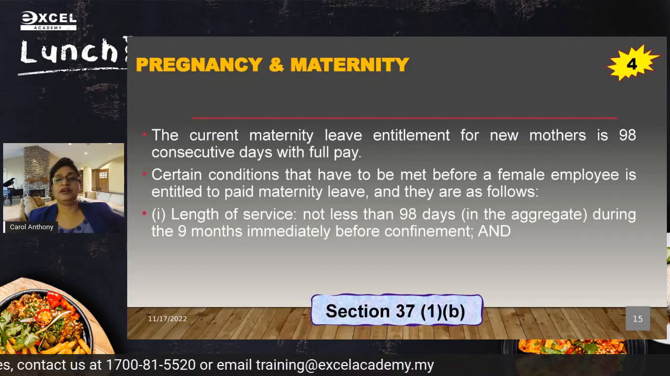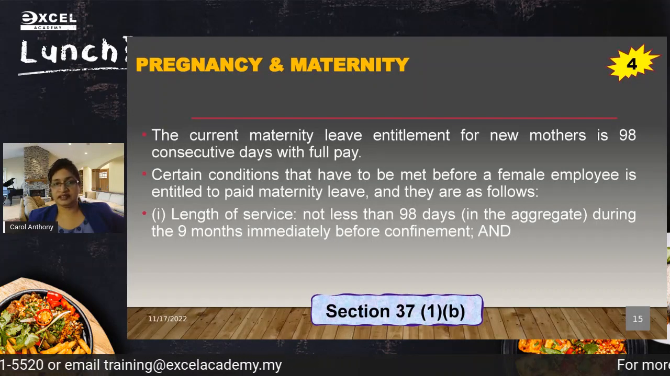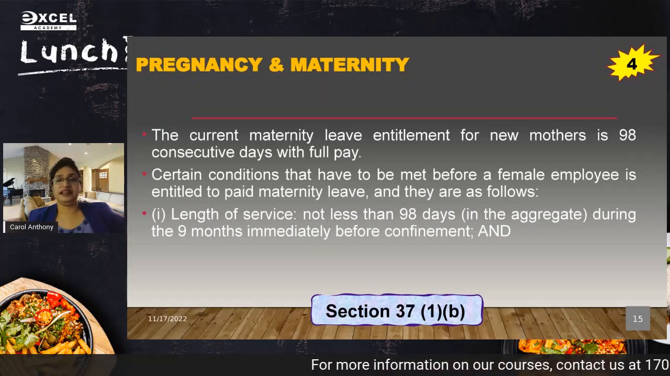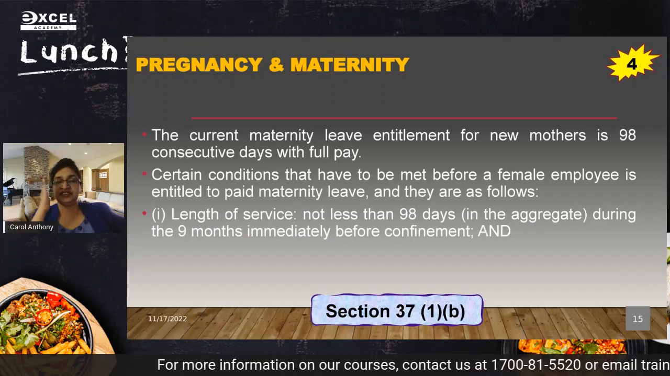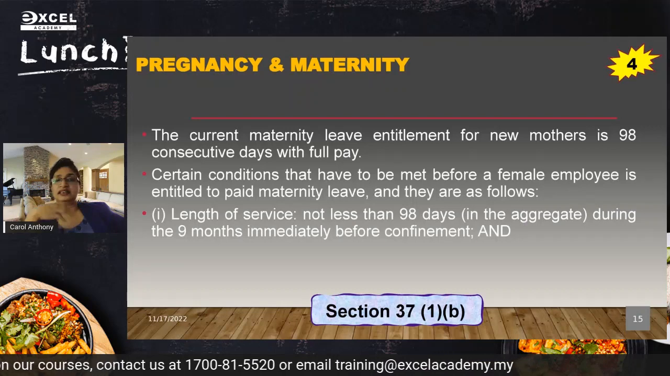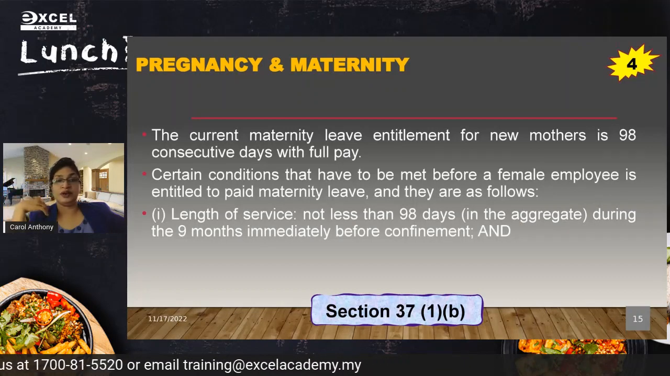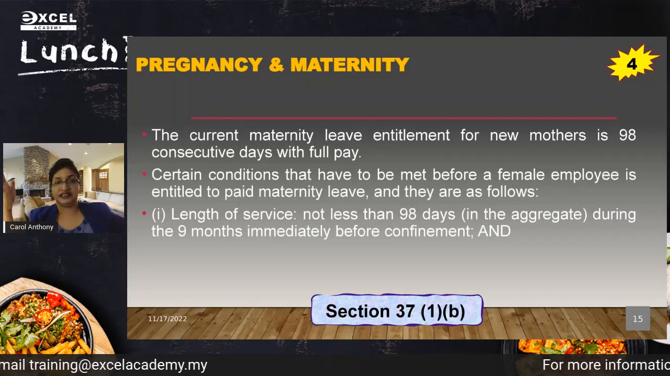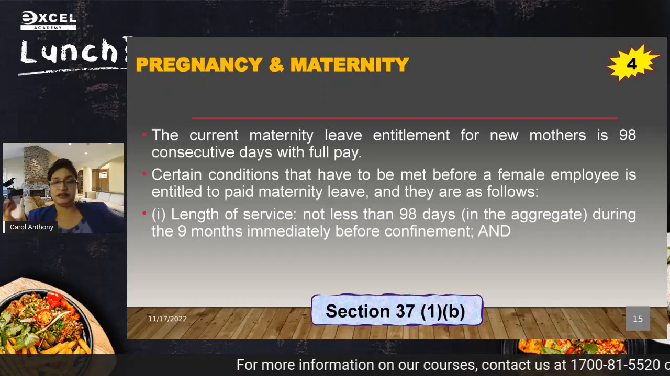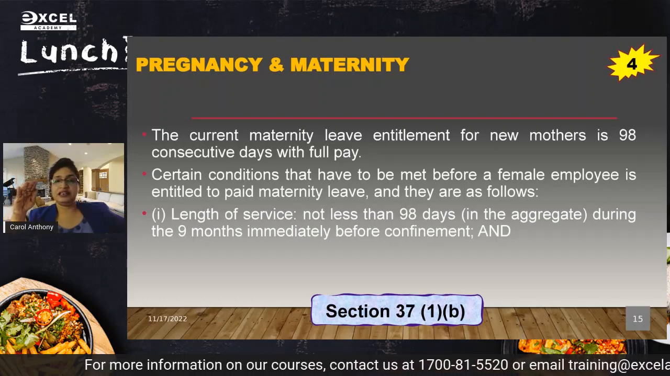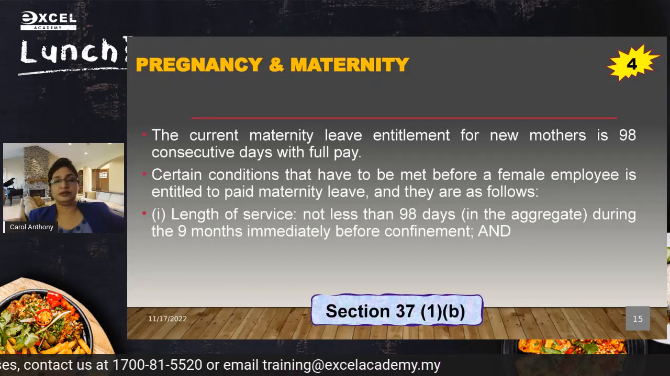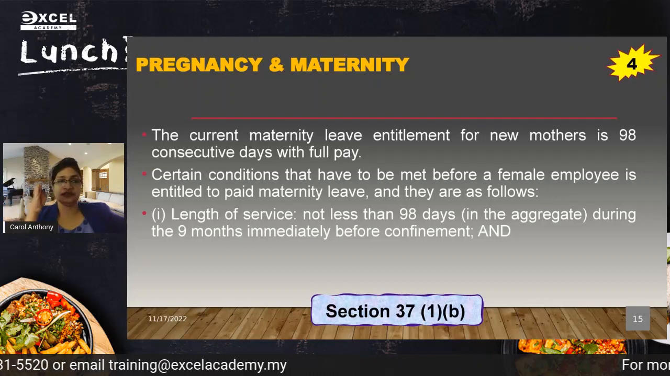Those who are going on maternity leave currently get 60 days. From 1st January 2023, it will be increased to 98 days. This is applicable from 1st January onwards only. So let's say they want to go on maternity leave in November or December this year, they still follow 60 days. It cannot be that they take 60 days this year and the balance is another 38 days because it crossed over to next year. No, it doesn't work that way. It works from when they take.